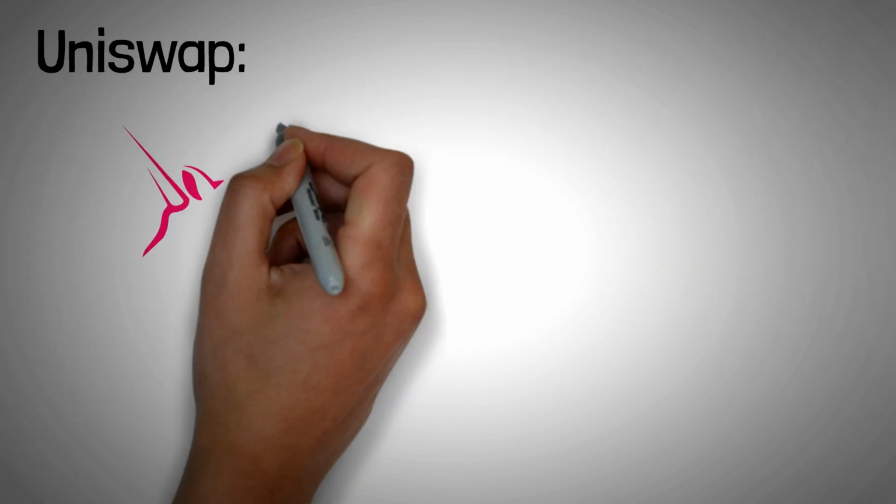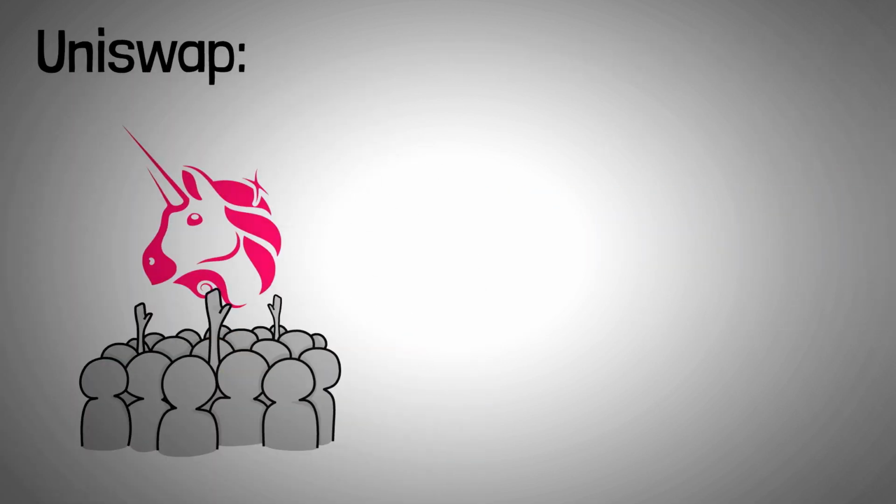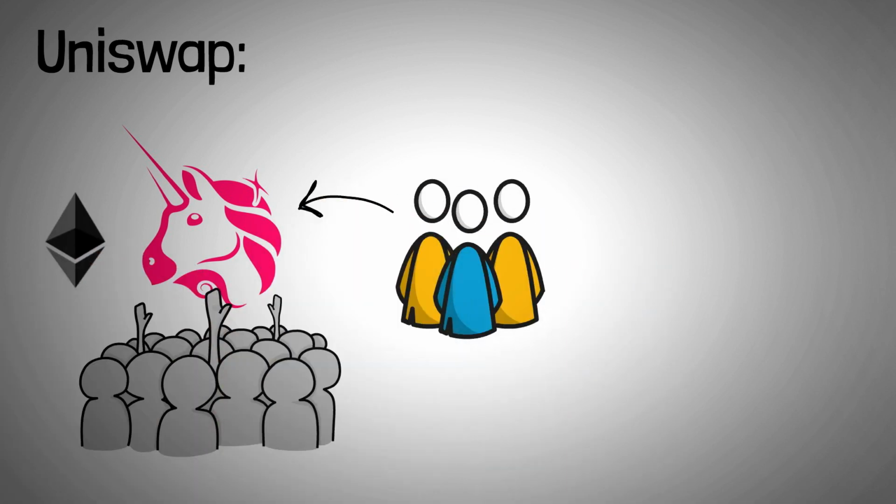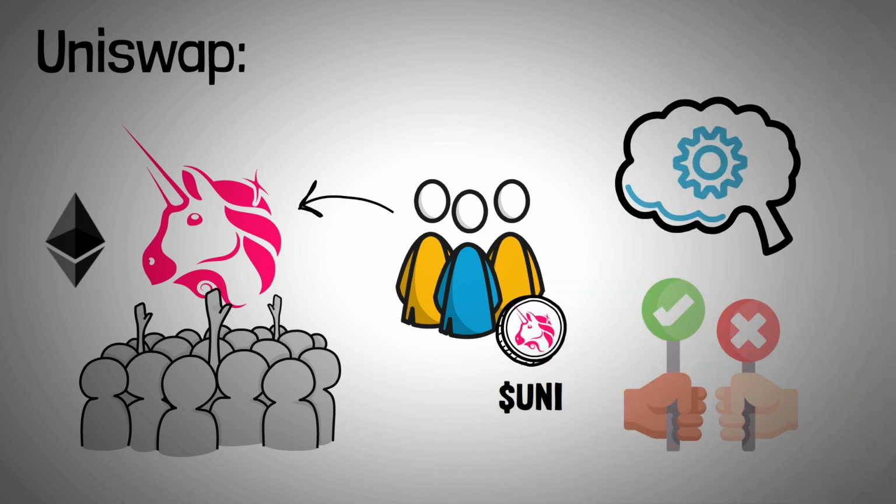Uniswap. Uniswap is one of the most well-known cryptocurrency exchanges on the Ethereum blockchain. Being a DAO, anyone can join Uniswap by holding the Uni token, which gives them voting rights over how it is run and administered.